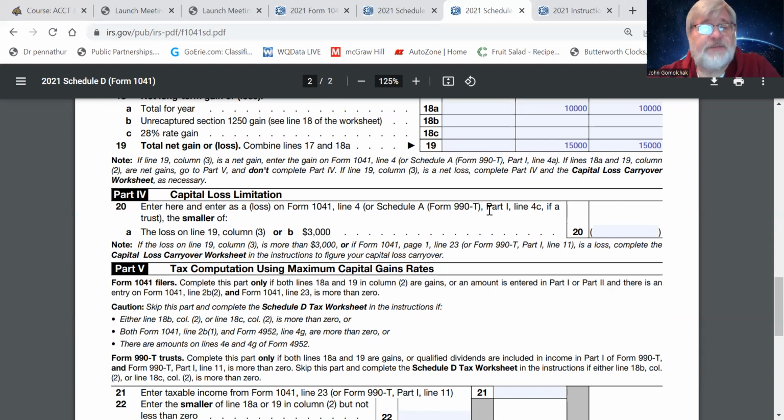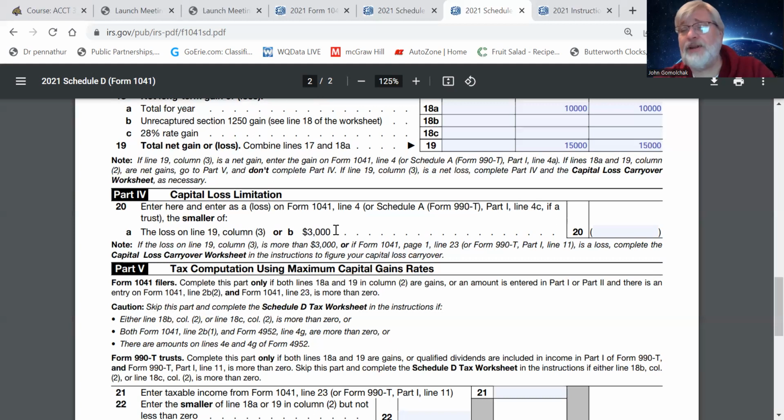Part 1, line 4c, if a trust, the smaller of the loss on line 19, column 3, it's up here, or $3,000. So if I had a $5,000 loss, it tells me that my limit that I'm allowed to deduct is $3,000. Note, if the loss in column 3 is more than $3,000, or form 1041 is a loss, complete the capital loss carryover worksheet in the instructions to figure your capital loss carry forward. So if I'm going to have a capital loss, I'm going to be able to carry it forward. I'm only allowed to deduct $3,000.